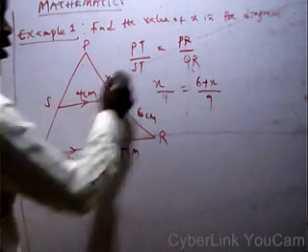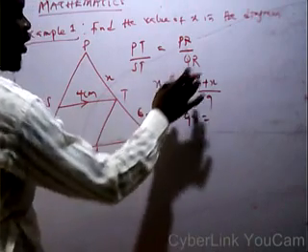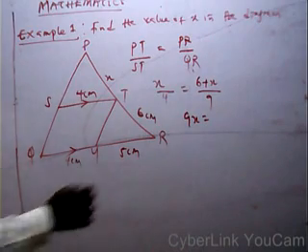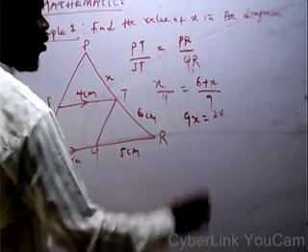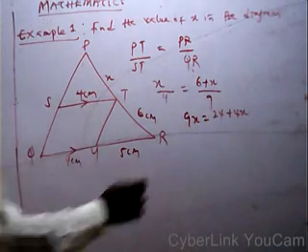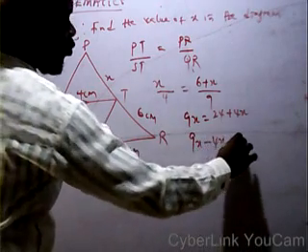So let's quickly go. Cross multiply, you are going to have your 9x equals 4 times 6. What is your 6 times 4? That is 24. So we have 24 plus 4x. Collect like terms, you are going to have 9x minus 4x equals what?